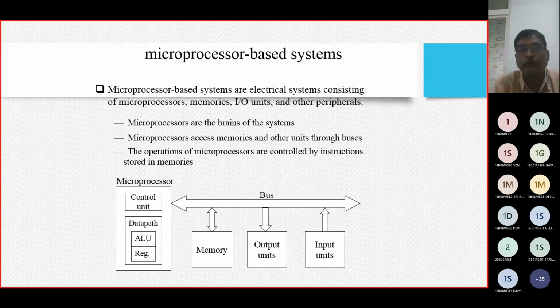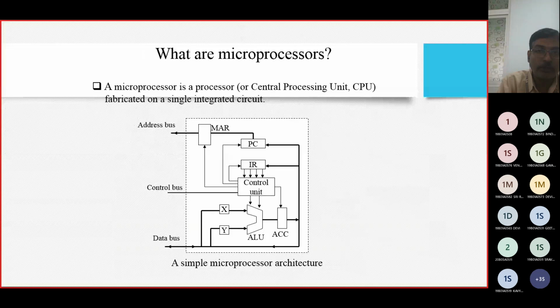We're talking about microprocessor based systems. There we talked about the very abstract way of putting microprocessor based systems. After that, we had a discussion of elements: program counter, instruction register, accumulator.